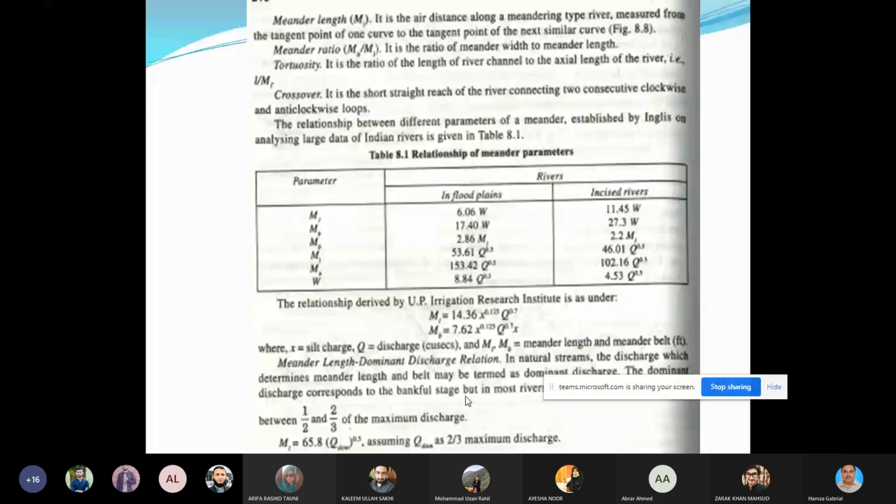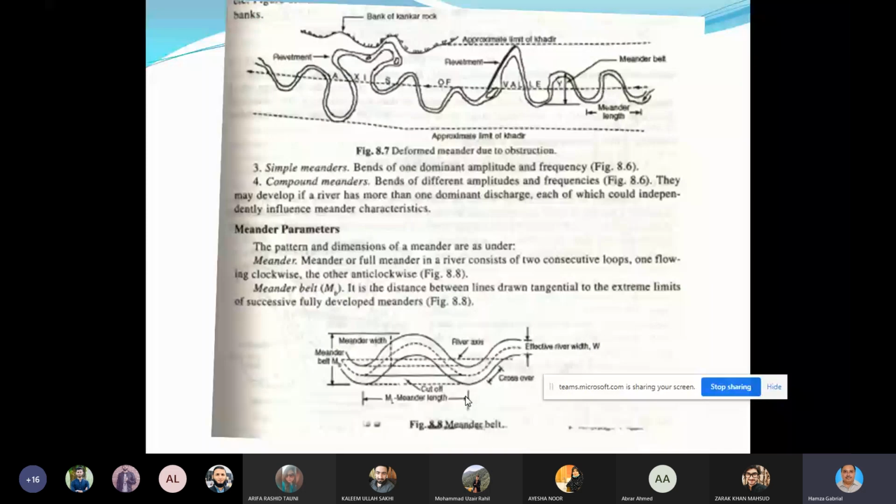And crossover is the short straight reach of the river connecting two consecutive clockwise and anti-clockwise loops. This will be classified as the crossover. Let me show this in the figure. Here you see the change in curvature. When one is forming into the other, this short distance is the crossover, where it is now changing into the other. So the change in curvature is the crossover. And the effective width is the width of the river between two points. This is the effective width.